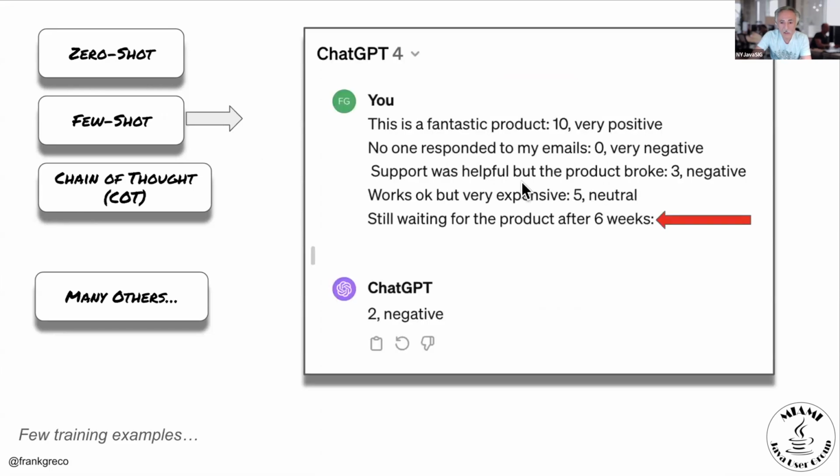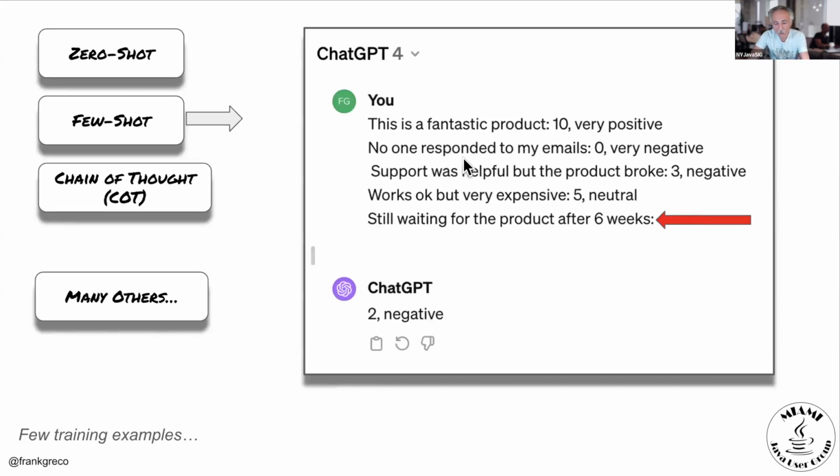A few shot is that, okay, I'm going to give you some examples, and then I'm going to ask you something. So this example is that here's a rating system. If someone says it's a fantastic product, say that's a 10 and it's very positive. If someone says no one responded, say it's a 0, very negative. So you're giving it examples, and then the last one says, well, if someone says still waiting for a product for 6 weeks, how should you rate that?